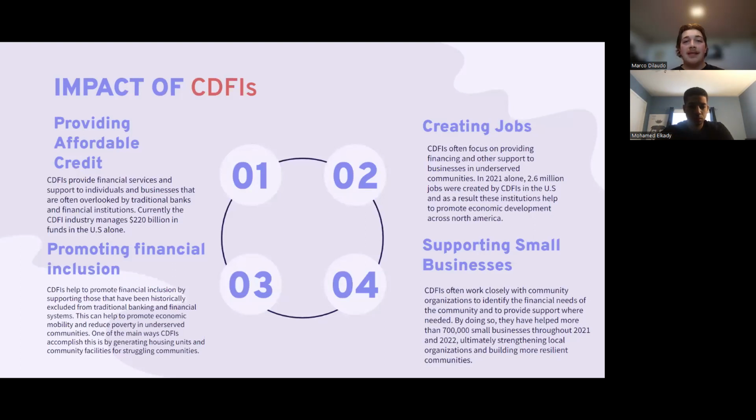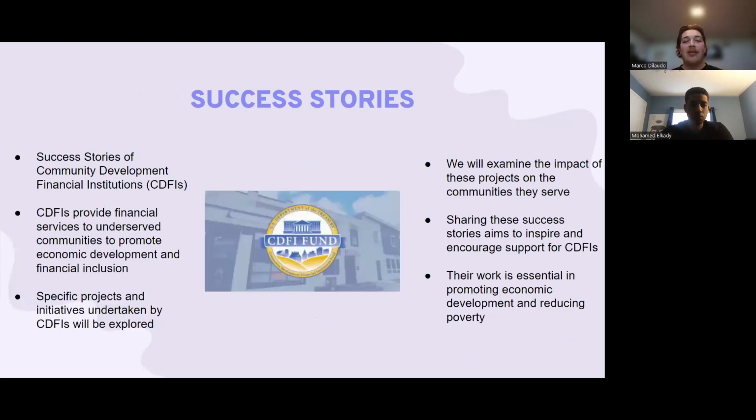Now I'm going to pass the baton off to Emmanuel to talk a little bit more about how these impacts correlate to success stories. Yeah, so in this section, I'll just be discussing some success stories of community development financial institutions, or CDFIs.